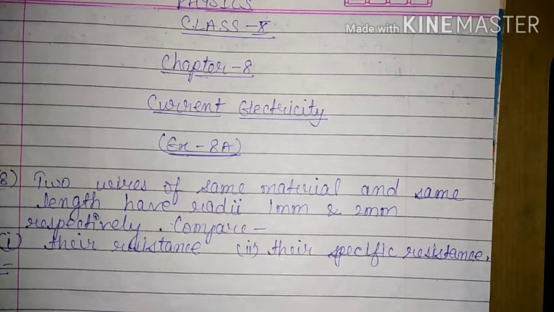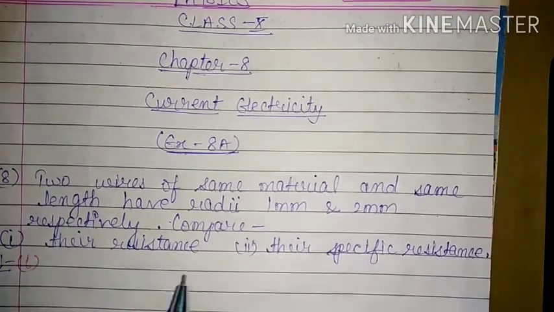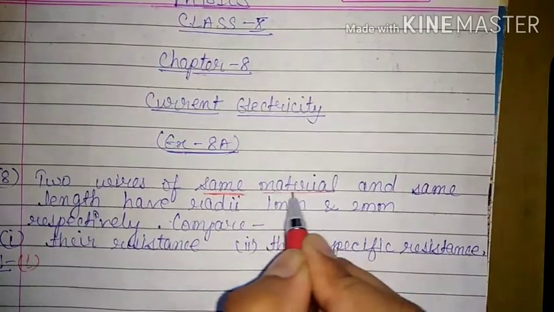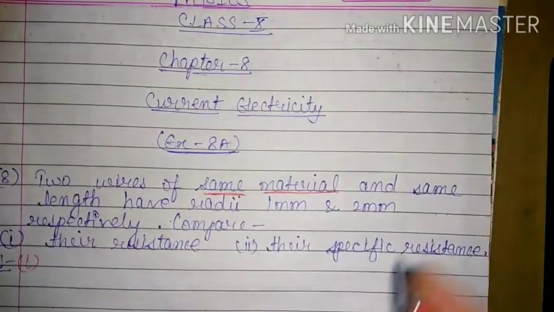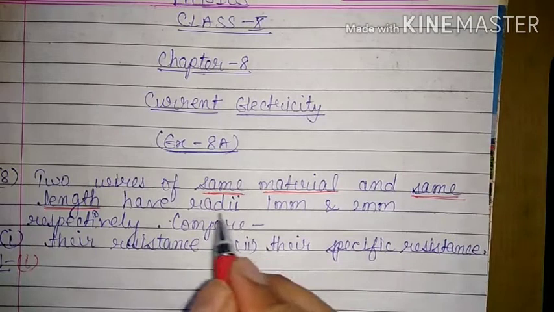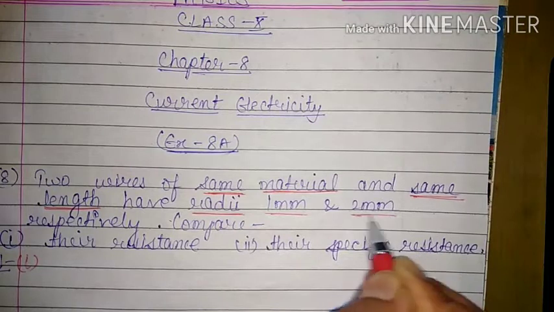So our first question is question number 8, that is: two wires of same material and same length have radii 1 millimeter and 2 millimeter respectively. Compare their resistance and their specific resistance. First of all, we have two wires of the same material. That means we are using the same material, and the same length. Only the radius is different, that is 1 millimeter and 2 millimeter.